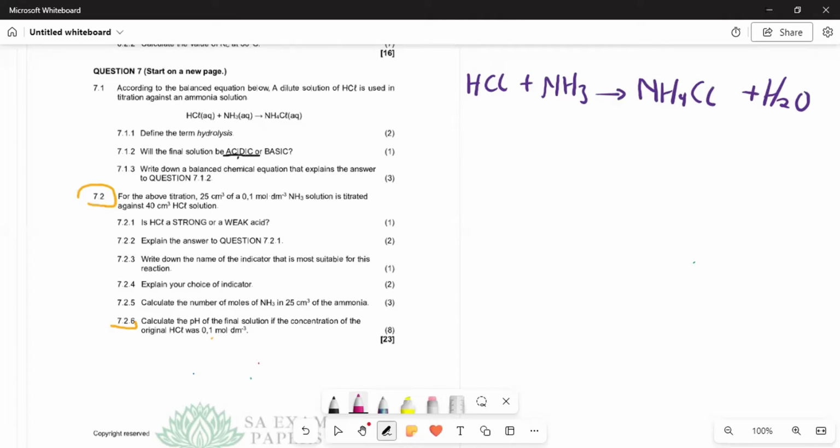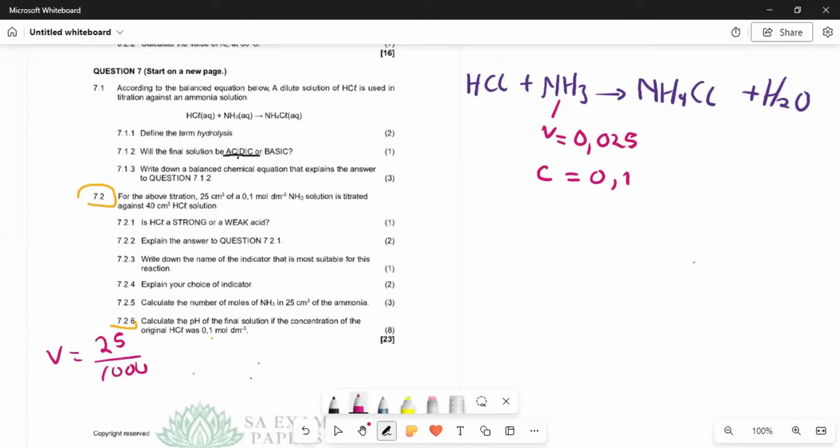So they gave us the volume here, but you know your volume should always be in decimeter cubed. So basically, our V here, we're going to say 25 divided by 1,000 to get decimeter cubed. And as a result, the volume for NH3 would be 0.025. Right. What else are we given? They're given the concentration, C, as 0.1.